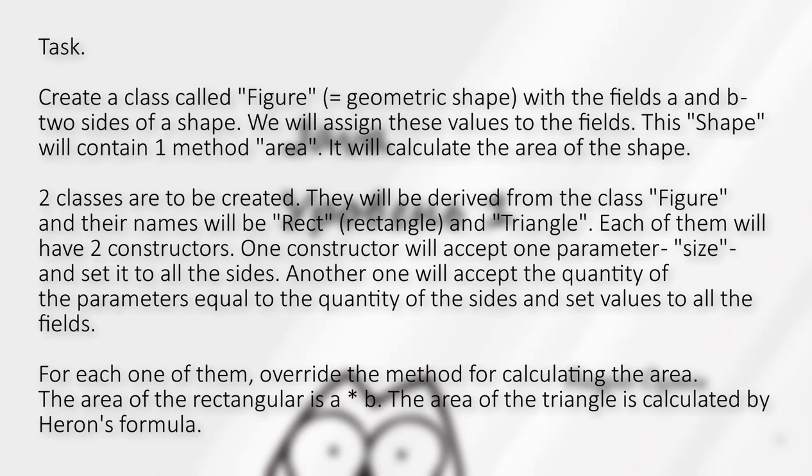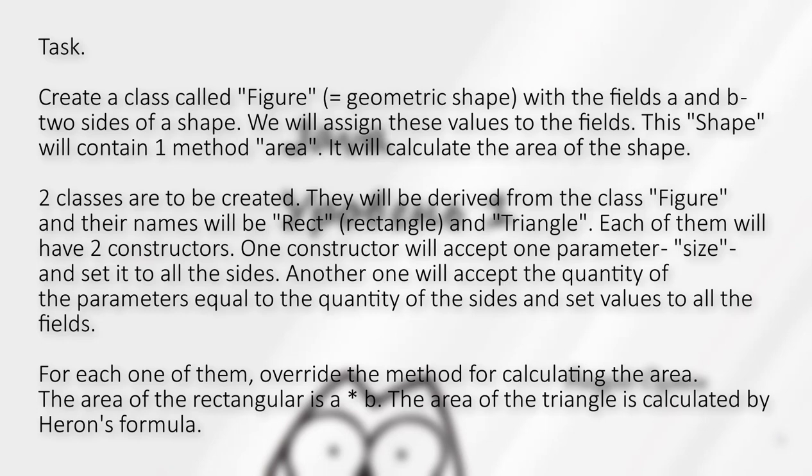Two classes are to be created. They will be derived from the class figure, and their names will be rect, rectangle, and triangle. Each of them will have two constructors. One constructor will accept one parameter, size, and set it to all the sides. Another one will accept a quantity of parameters equal to the quantity of the sides, and set values to all the fields. For each one of them, override the method for calculating the area.